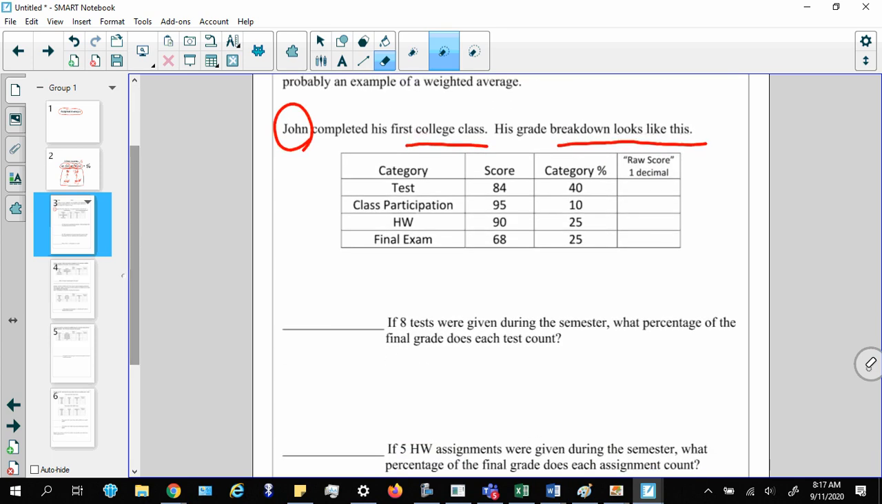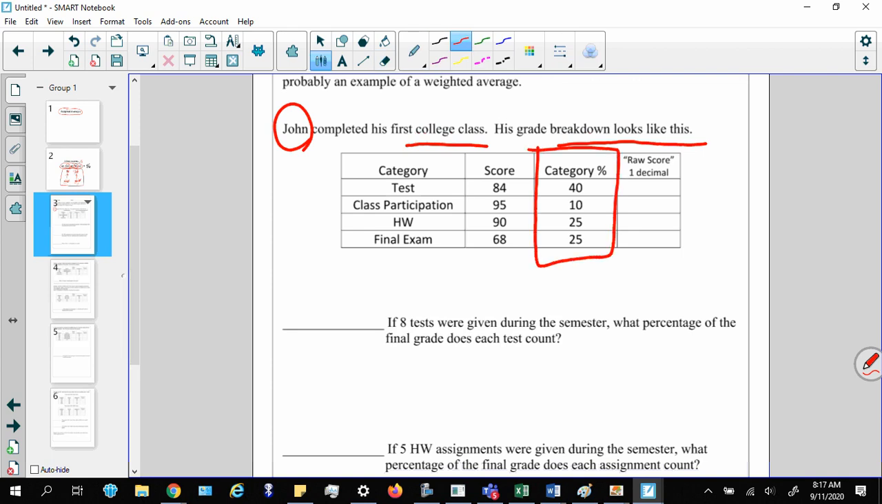It says: if 8 tests were given during the semester, what percentage of the final grade does each test count? Well, if you look in the category percentage, the test makes up 40%. So 40% makes up all tests. But the question says if there were 8 tests, how much does one test count? If the entire test category adds up to 40%, then I simply divide it out, and one test would be 5% of his overall grade.